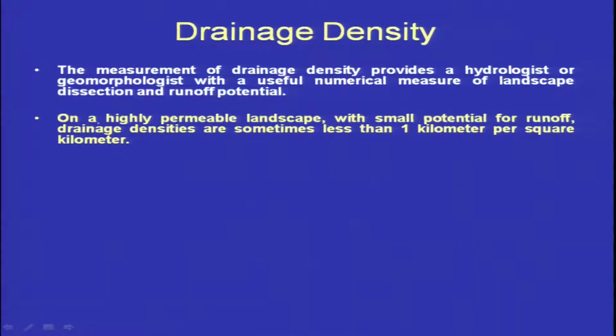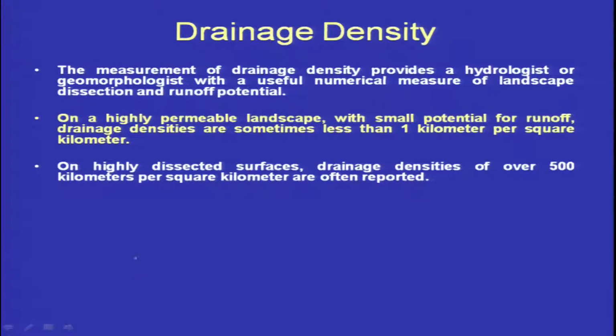On a highly permeable landscape with small potential for runoff, because if it is permeable the runoff will be very little, the drainage density is sometimes less than 1 kilometer per square kilometer. So, this is the case of permeable material. Whatever water is coming in, most of it is getting percolated. Then on a highly dissected surface, drainage densities of over 500 kilometers per square kilometer are often reported. So, these are the areas with high drainage densities.